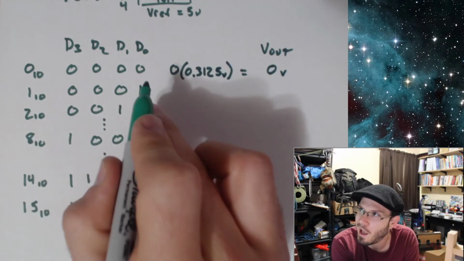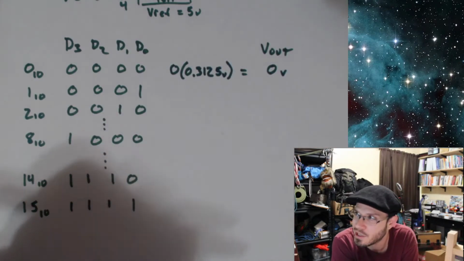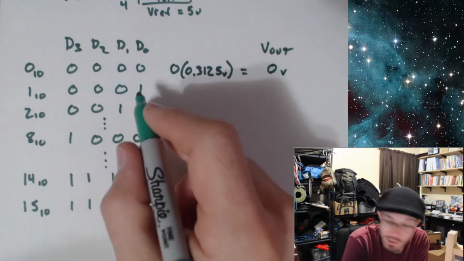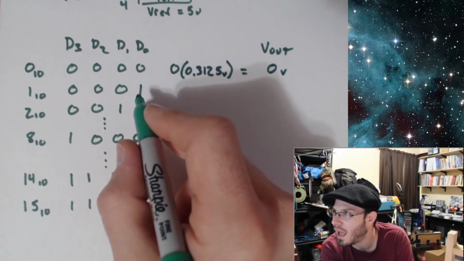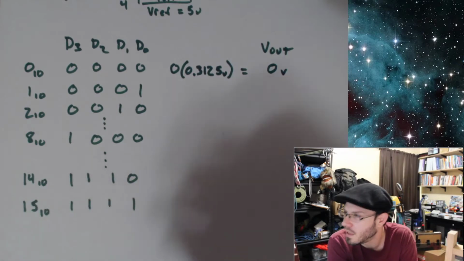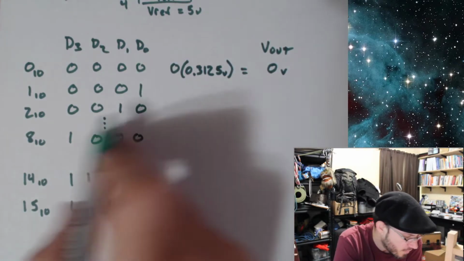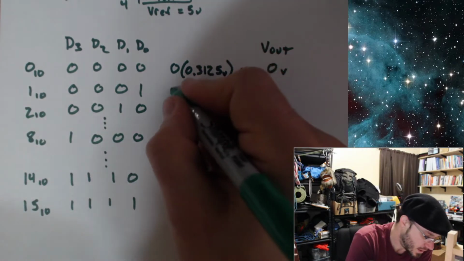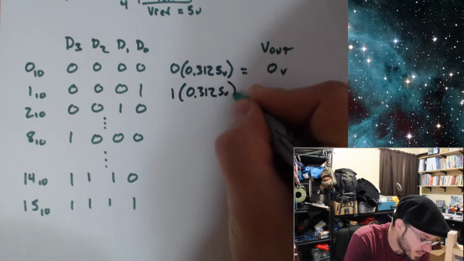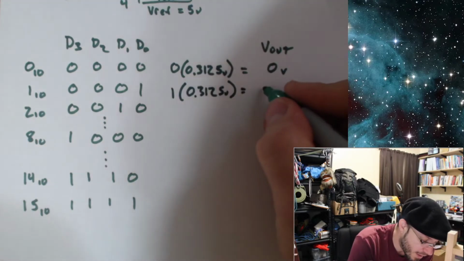Okay, what about the case of when that least significant bit gets flipped and it is now a logic level high? Logic level high, true, or we can say 5 volts if we're assuming 5 volt digital logic. Well, then it's going to be the numeric value 1 times our step size, 0.3125 volts. And that's going to equal, of course, 0.3125.